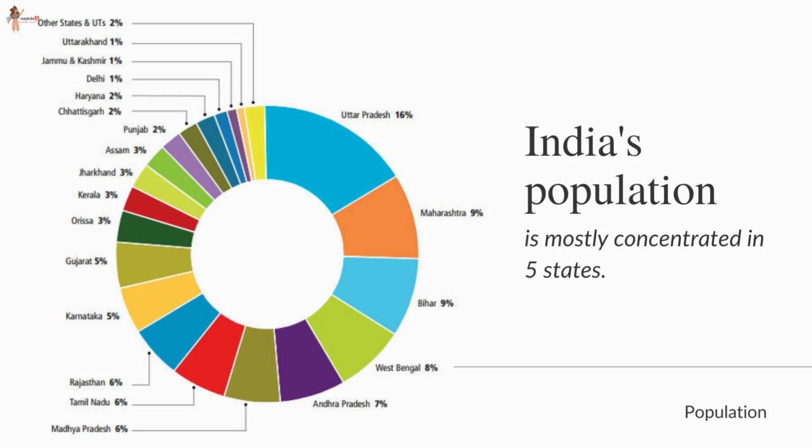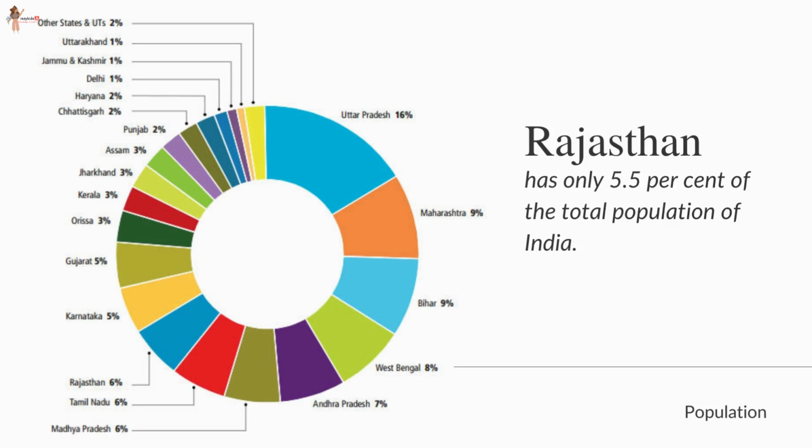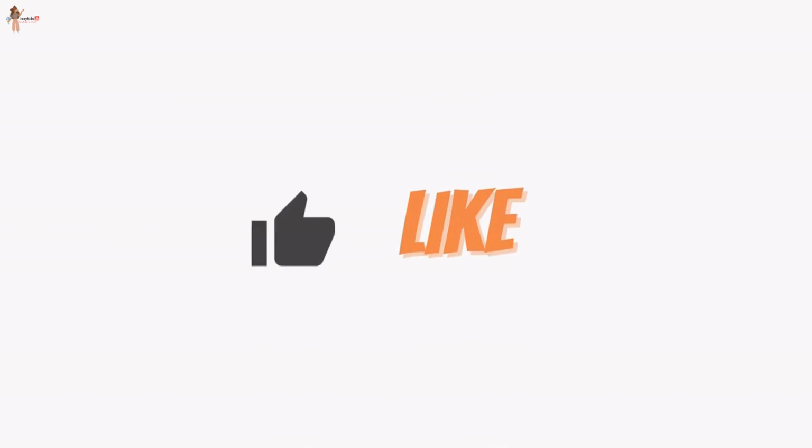Almost half of India's population lives in just 5 states. These are Uttar Pradesh, Maharashtra, Bihar, West Bengal, and Andhra Pradesh. Rajasthan, the biggest state in terms of area, has only 5.5% of the total population of India.